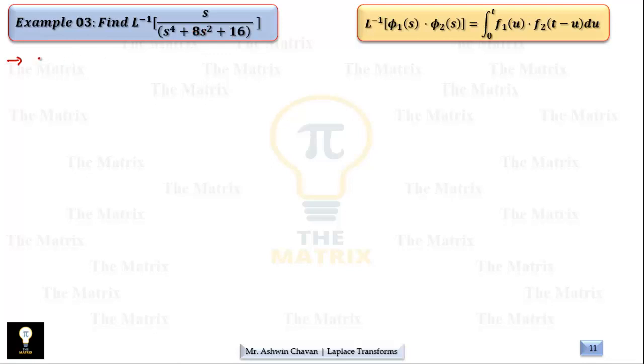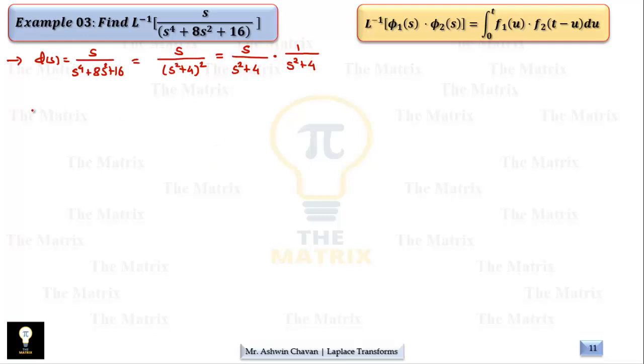That's why phi of s, which is originally s upon s raised to 4 plus 8s square plus 16, is actually s upon (s square plus 4) square. Now there is only one s but two factors at the denominator. It is up to us whether to give s to the first function or the second function. So let's give it to the first function, that is s upon s square plus 4. Then the second function will have 1 upon s square plus 4.